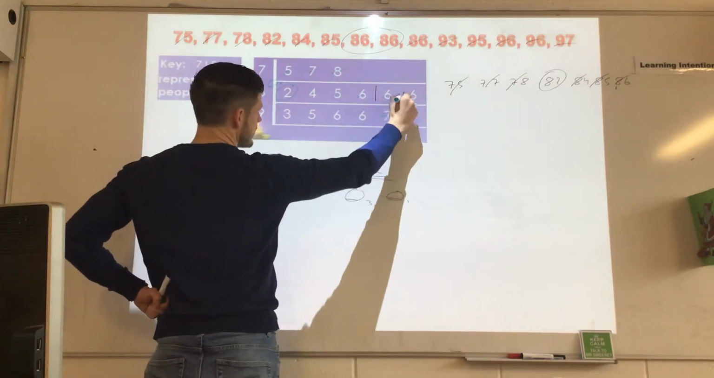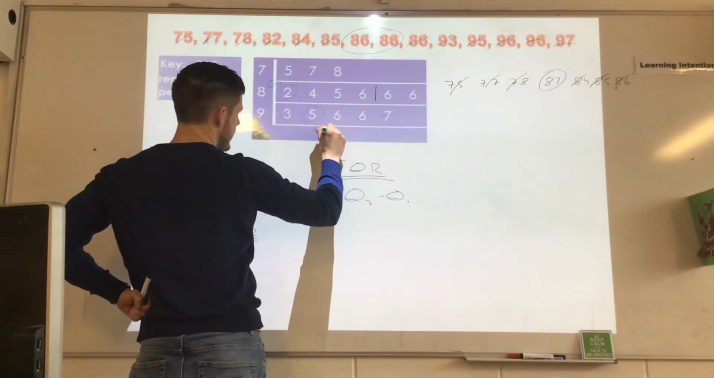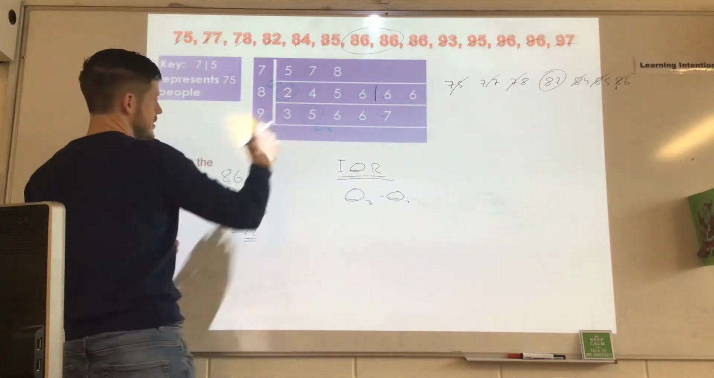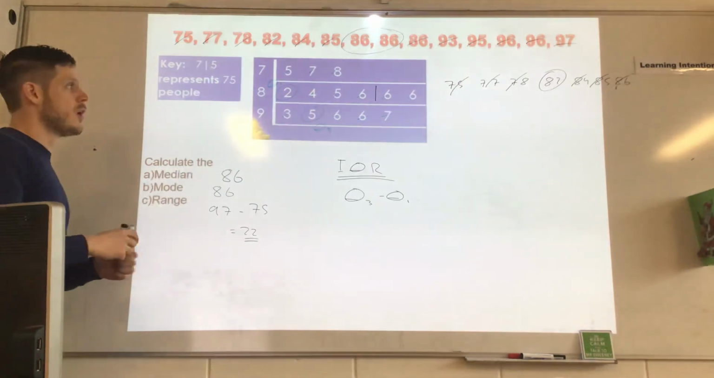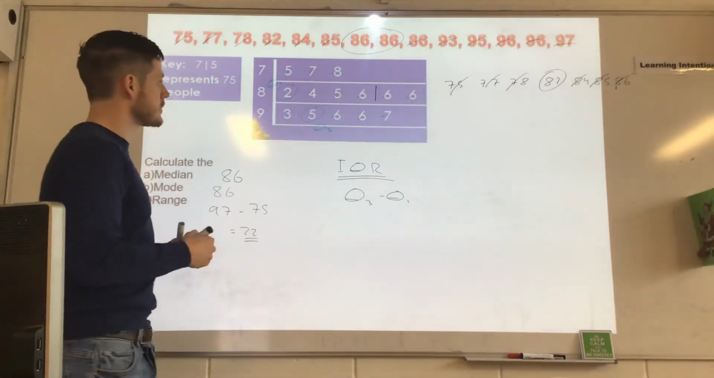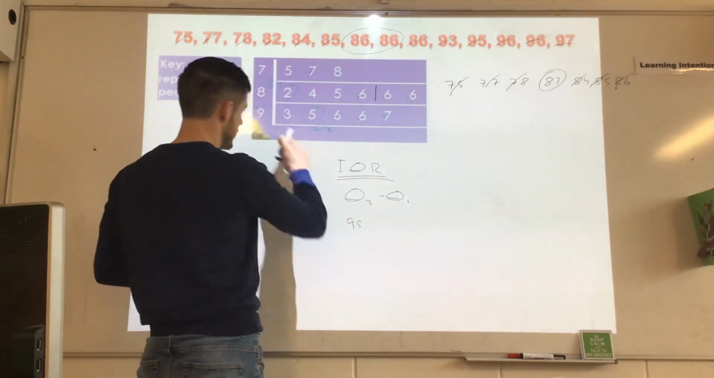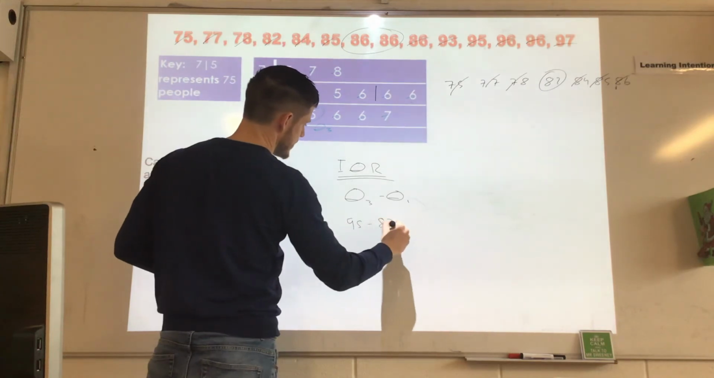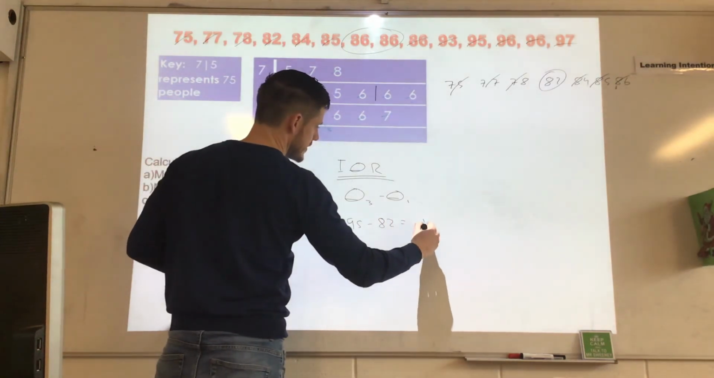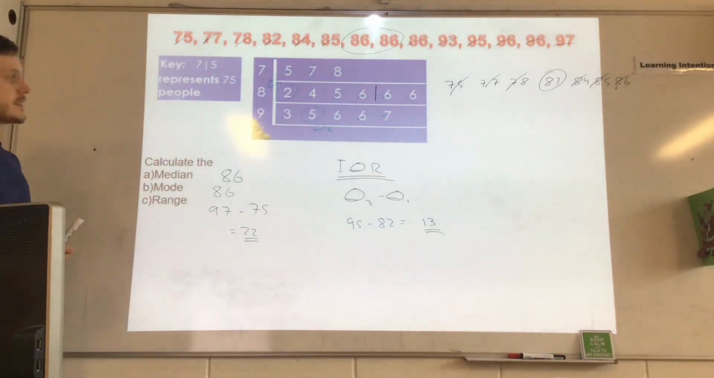So 1 from there, 1 from there, 1 from there, 1 from there, 1 from there, 1 from there. And this could be Q3, 85, or 95, sorry. So, it's up to you. You can list the numbers out like that, or you can use the actual stem and leaf diagram. So Q3 is 95. We have to include this. Q1 is 82, so we do 95 minus 82, and my interquartile range there is 13.